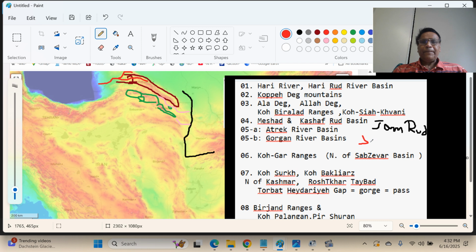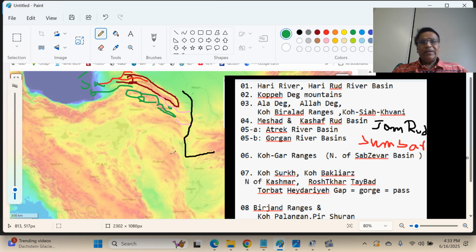Sumbar, S-U-M-B-A-R. Sumbar River comes from there. There is another river called Gorgan River. That is in the Golestan province, the historic Tabaristan region, that comes and joins the river. So we have 5A and 5B. So we identified them.